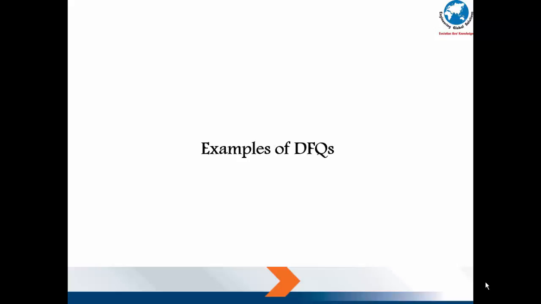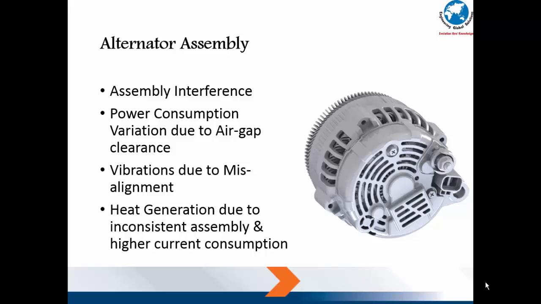Now, let us look at some examples of design for quality objectives, or DFQs. Let's look at this case of an alternator assembly. DFQ process forces the design to arrive at CTQs in an objective manner. Some of them could be assembly interference, power consumption due to the variation due to the air gap clearance, vibrations due to misalignment, heat generation due to inconsistent assembly, and higher current consumption.